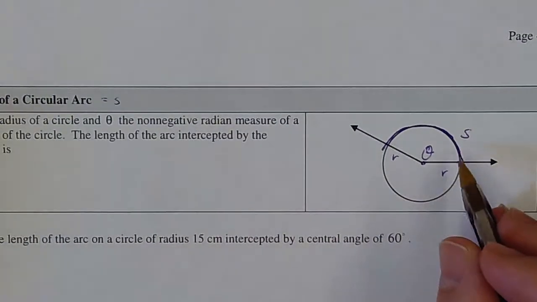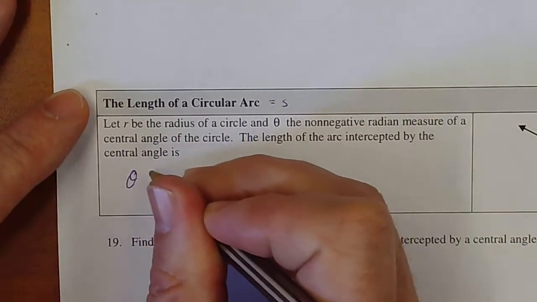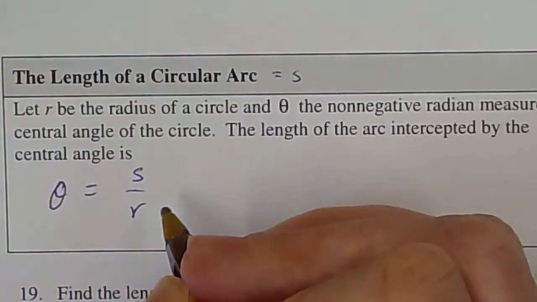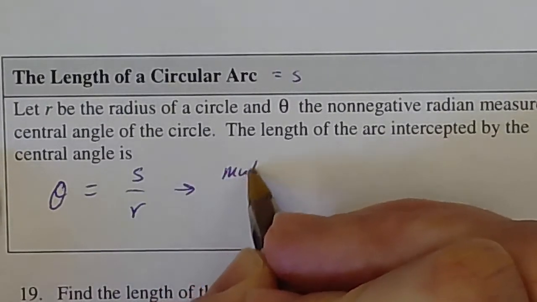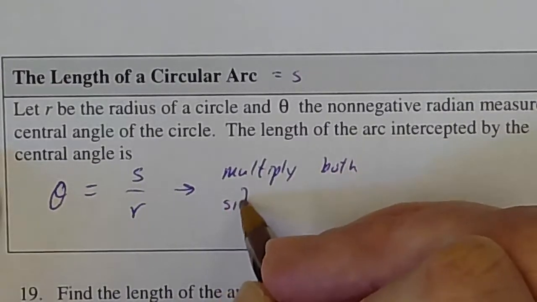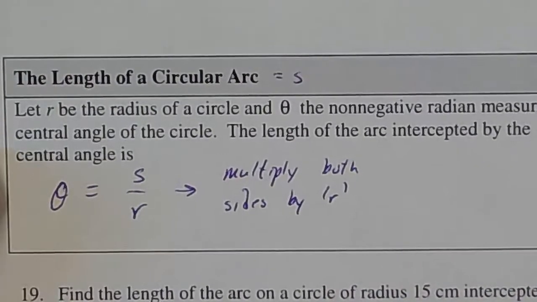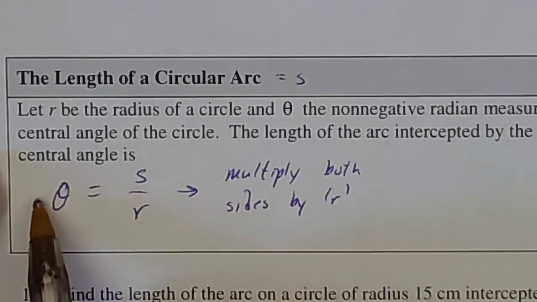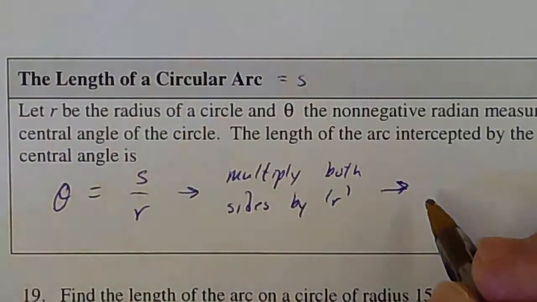Okay, so in that case, sometimes we simplify the definition of radians. And let me show you what I mean by that. So the definition of radians is S over R. Okay, but what if I were to multiply both sides by R? So if I multiply both sides by R, R will be gone here, and then I'm going to have R theta on the other side. So by doing that algebra step, it's solved for S now, right?